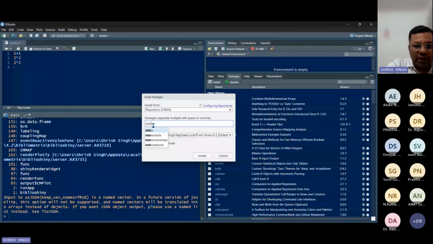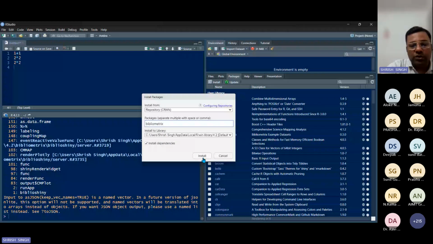As you type BIBLI, it will suggest a few options. From here you can choose bibliometrix, right? So you will choose bibliometrix. Now, after that, you have to install.